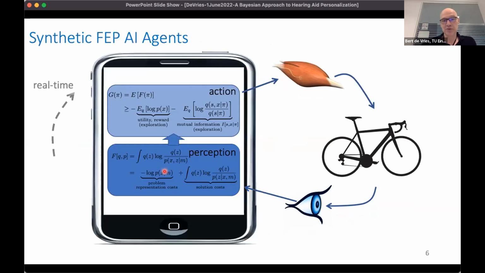Putting what's in the brain, the math, in a watch or in a hearing aid is the purpose of my lab at the university. We want to build synthetic, free energy principle based AI, artificial intelligence agents. What should these agents do? Well, whatever we tell them to do. They should interact with the world. They may put actions onto the world. These actions may change the observations. These observations are processed by perception, leading to new actions. So we have this real-time loop.